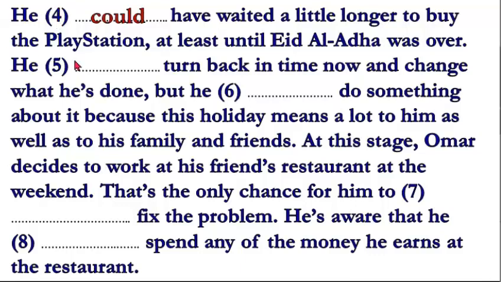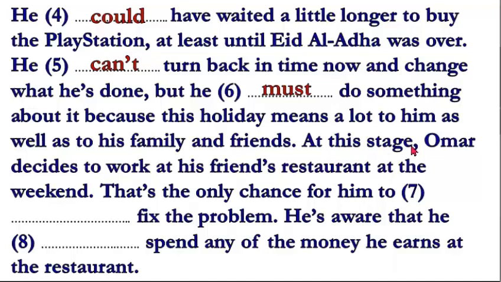Sentence number 5. He turned back in time now. Be careful. Here we have now, and change what he has done. So he can't turn back in time. He can't do something back. Sentence number 6, but he do something about it. Of course, he must do something about it. Why? Because this holiday means a lot to him.